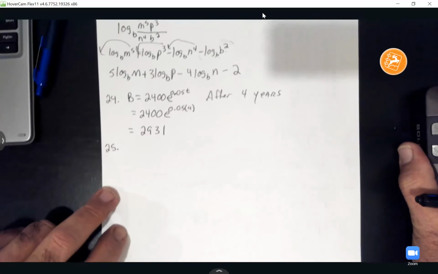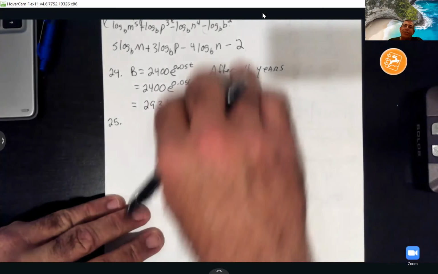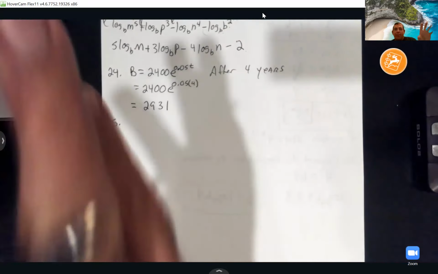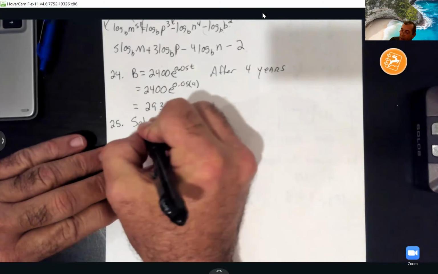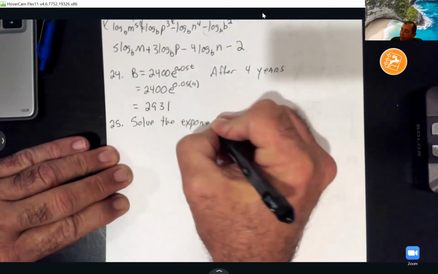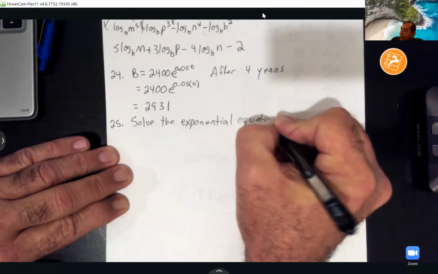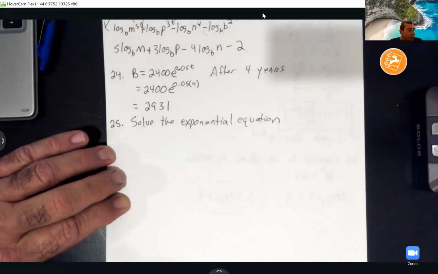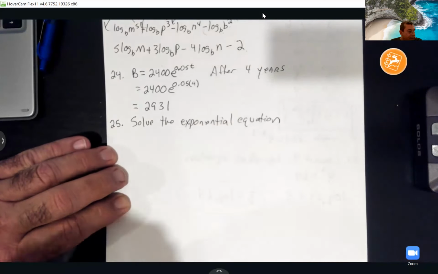All right, y'all, number 25. So this exam's not too bad. It covers just a little bit from every section, like I said. So the last one says solve the exponential equation. This would have been like the first exponential equation on the test.